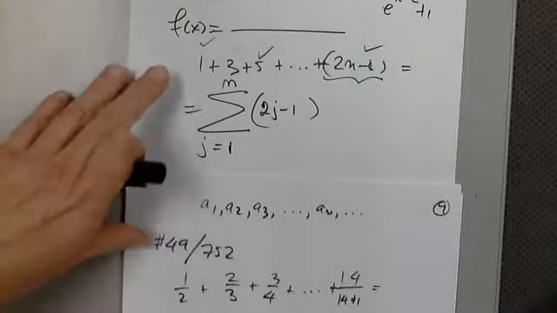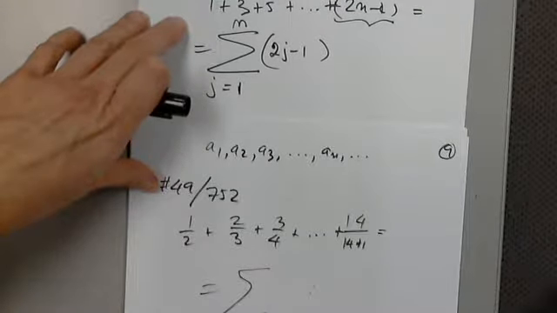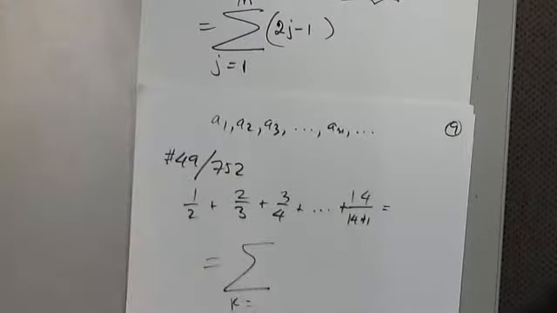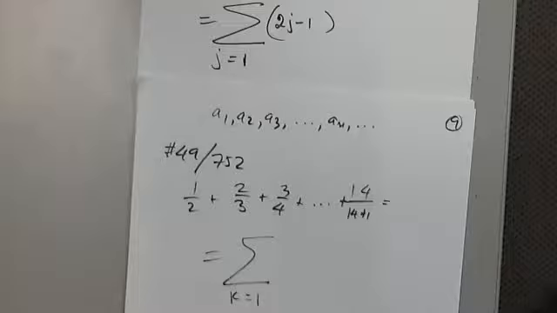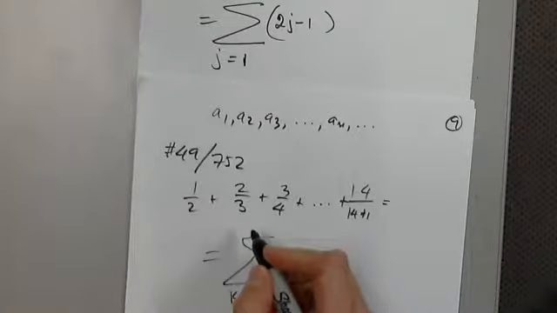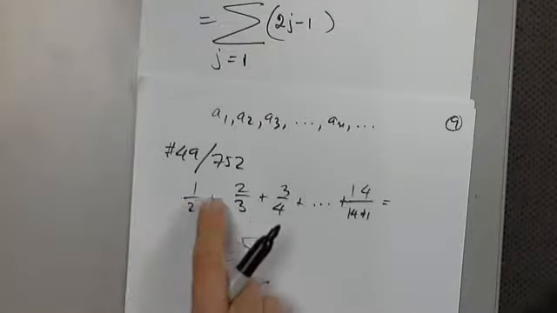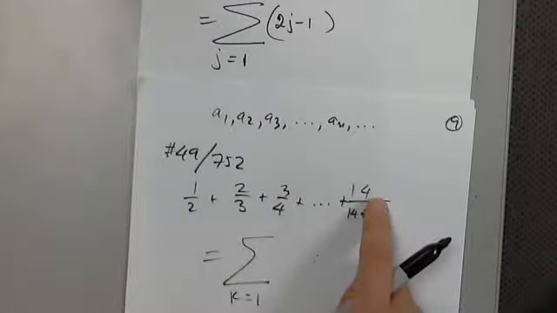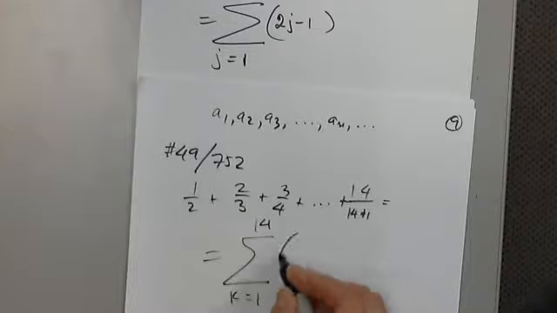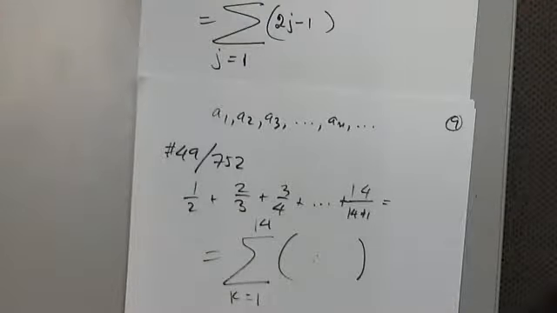So you want to use k, that's a good idea. But where does it start and where does it end? It starts at 1, and it ends at 14, not 14 plus 1. So 1, 2, 3, dot dot dot, 14. Now let's see what we have. Let's see if it works.